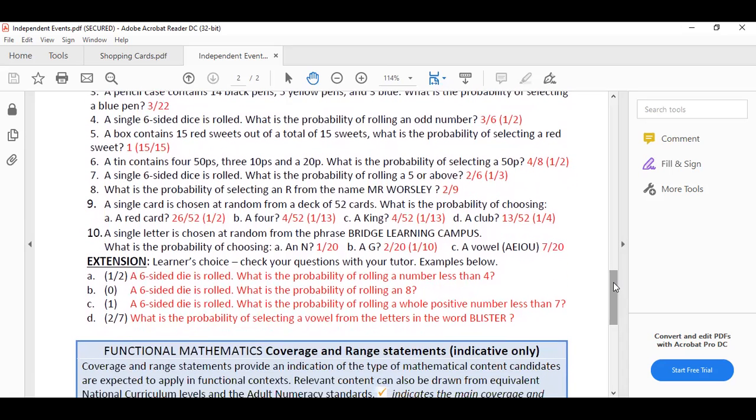Number 7, a single 6-sided dice is rolled. What's the probability of rolling a 5 or above? It is 2 over 6. You've got a chance of getting a 5 or a 6. That's a third.